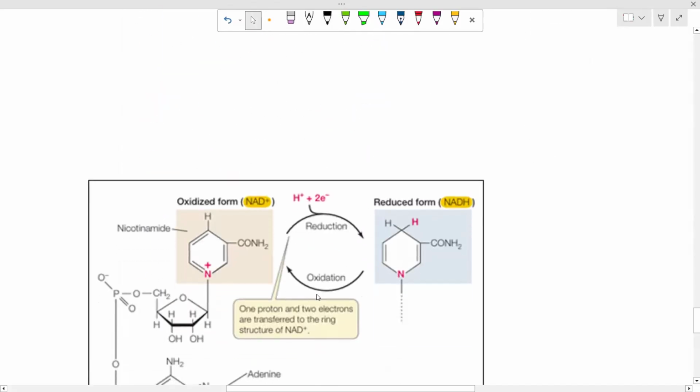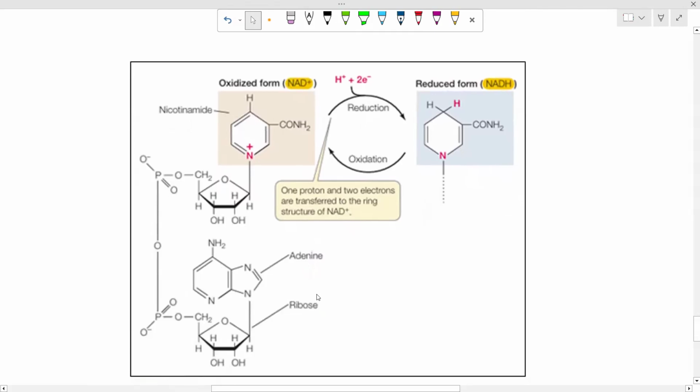Now see, what is the reduced form of NAD? See here, see this diagram. This is the oxidized form of NAD. Check carefully this diagram. And after taking the electron, actually the electron will not move as an electron, it will move as a hydrogen, because hydrogen is having proton and electron both. So one proton plus two electrons are transferred to the ring structure, and this ring structure is now the reduced form, NADH. Is it clear?